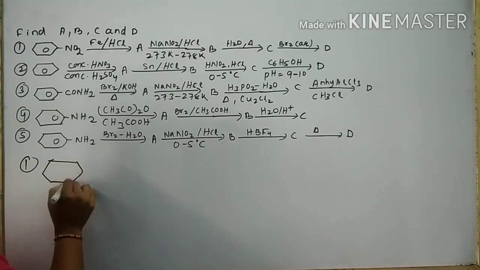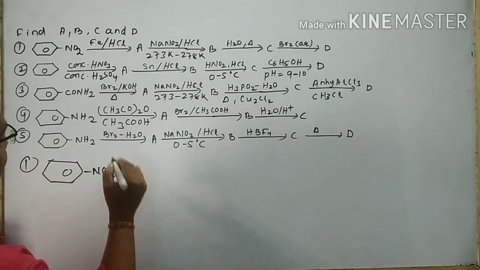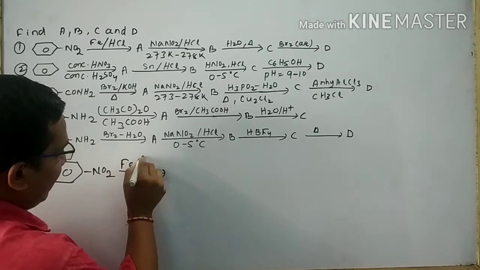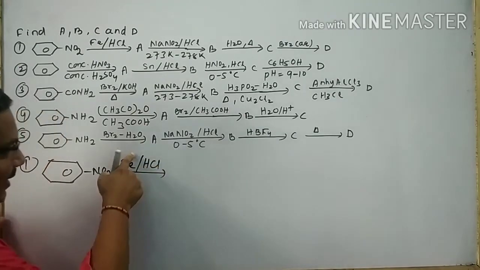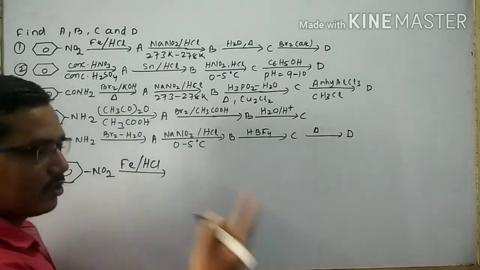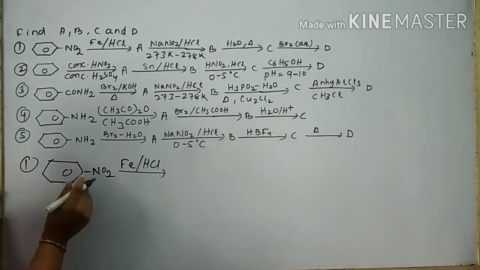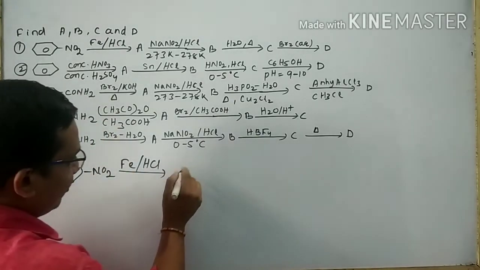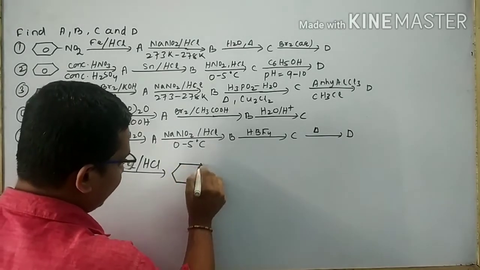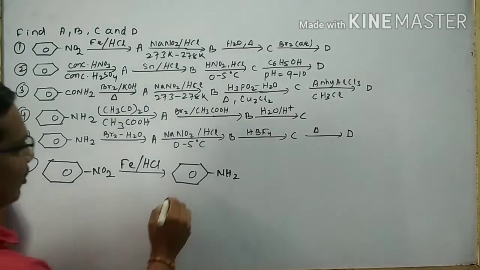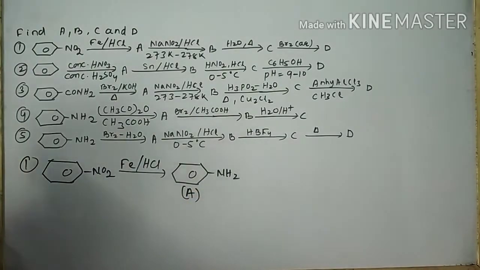Nitrobenzene is given. It is subjected to reaction with Fe in the presence of HCl. It acts as a reducing agent. We know that when NO2 undergoes reduction, NH2 is formed. That means nitrobenzene is converted into aminobenzene, that is called aniline. So this is your aniline and it is considered as product A.